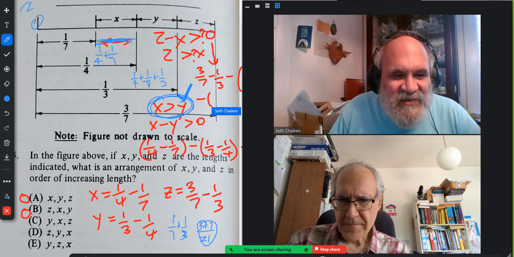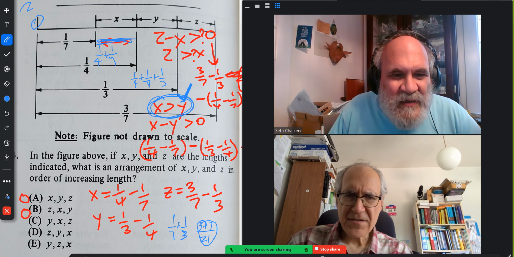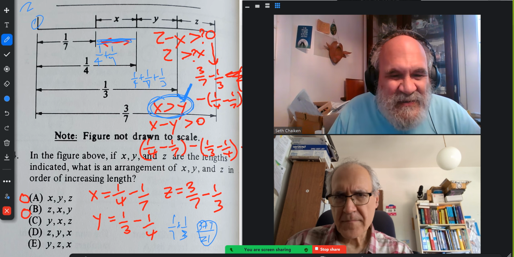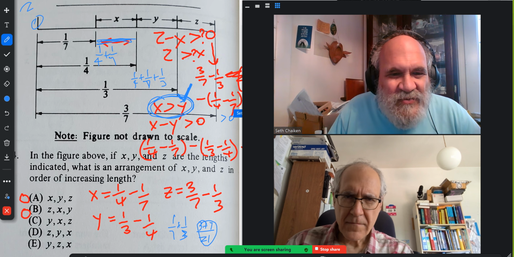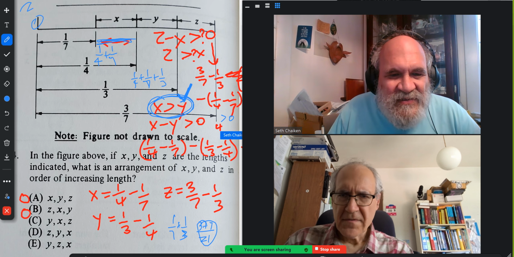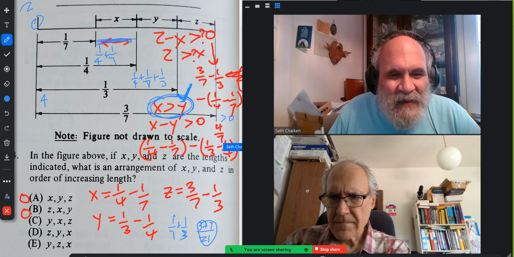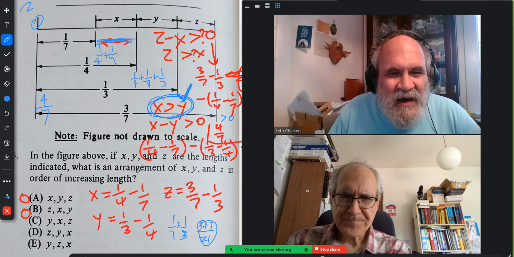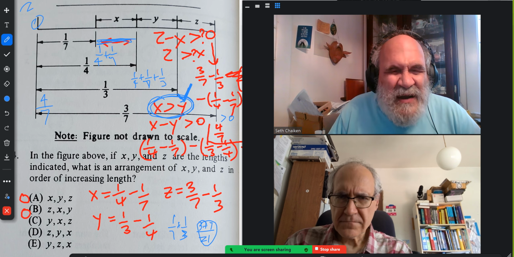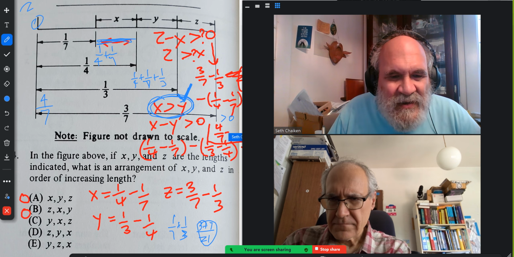Subtracting x. X is 1/4 minus 7. Right? And that's great. And then we simplify this. Okay, well, so it's 3/7 minus a 7 is 4/7. And then minus 1/3 minus 1/4. So it's 4/7 minus 1/3.